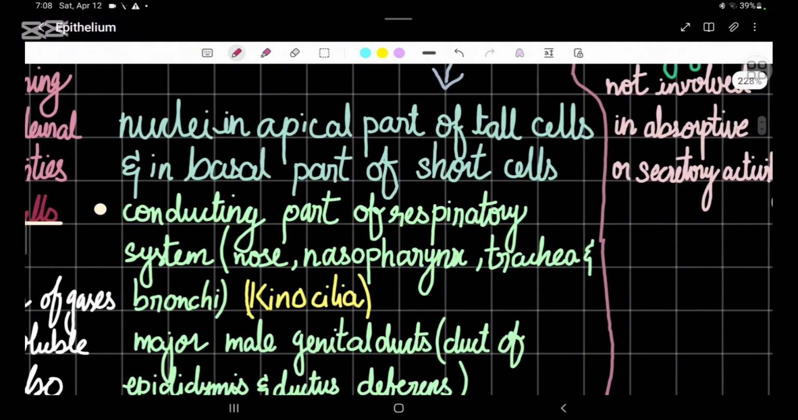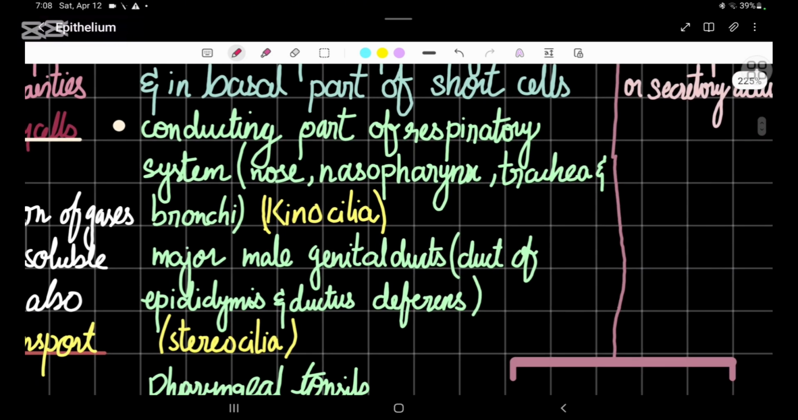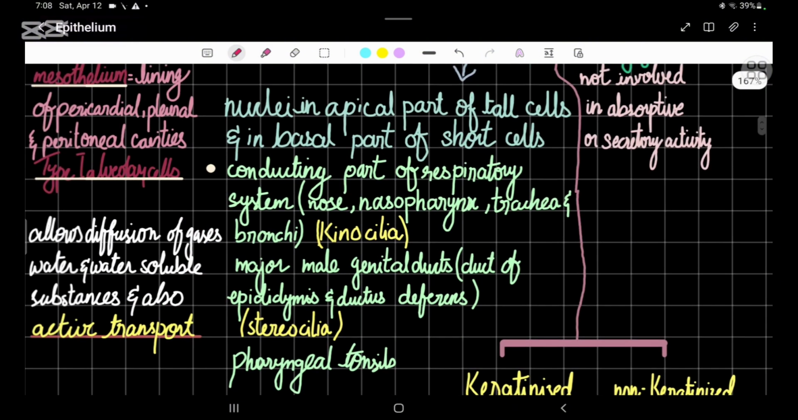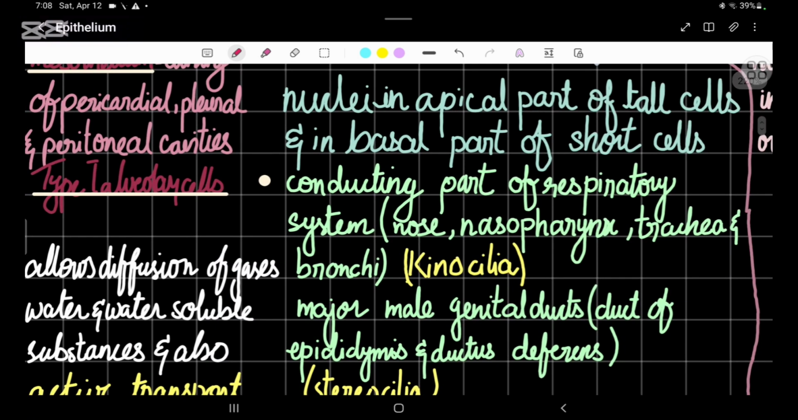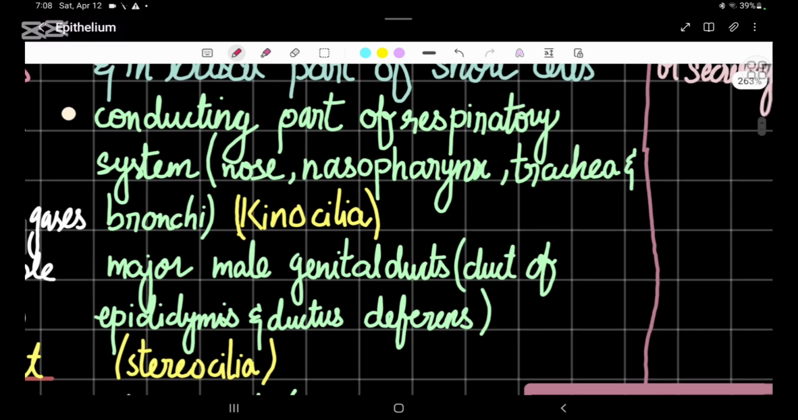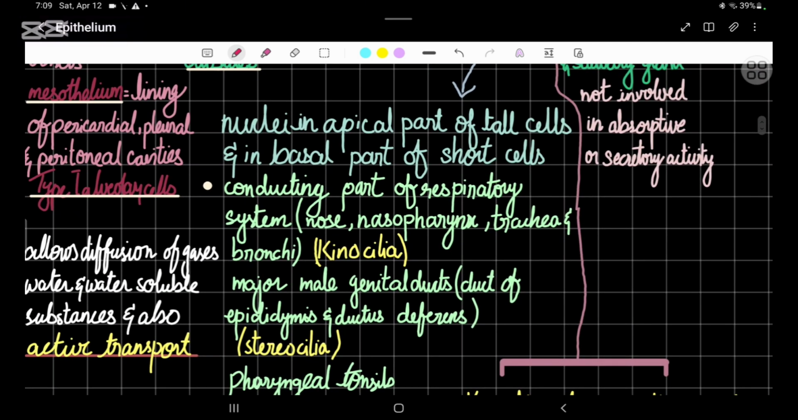The nuclei are in the apical part of the tall cells and the basal part of the short cells, as I've already told you. These are the examples of the conducting part of the respiratory system. They are found only in the conducting part, not in the gaseous exchange part, because there, as we have discussed, simple squamous epithelium is present, that is type 1 alveolar cells, which are considered the gaseous exchange part of the respiratory system.